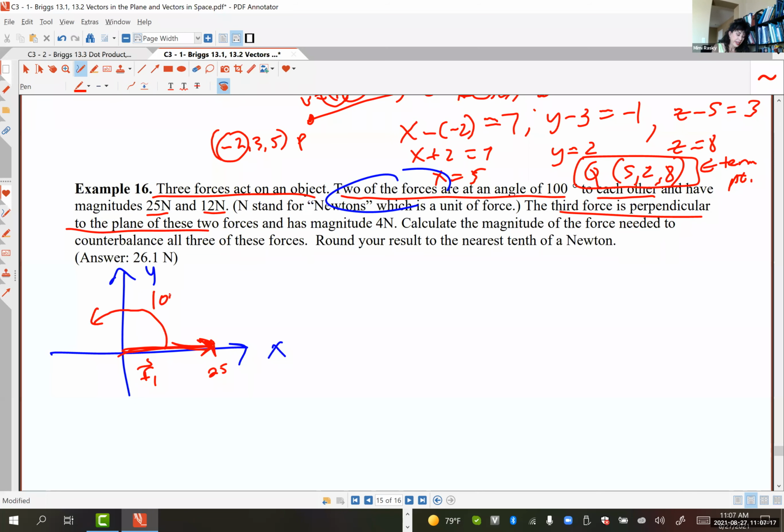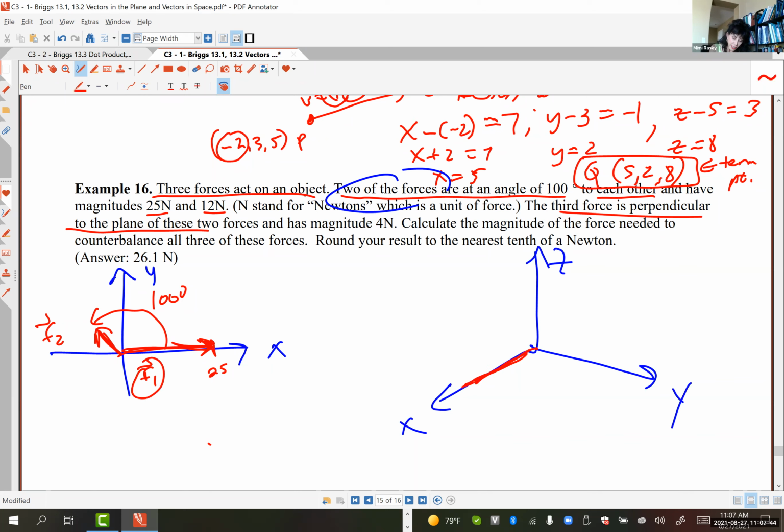100 degrees to that is the other guy, who's not as long because he's only 12 newtons. So there's F2. Now the third guy is perpendicular to the page, to this plane. So the third guy is like sticking straight up out of the page. So if I'm now going to try to draw this same picture using the 3D rectangular coordinate system, here I go.